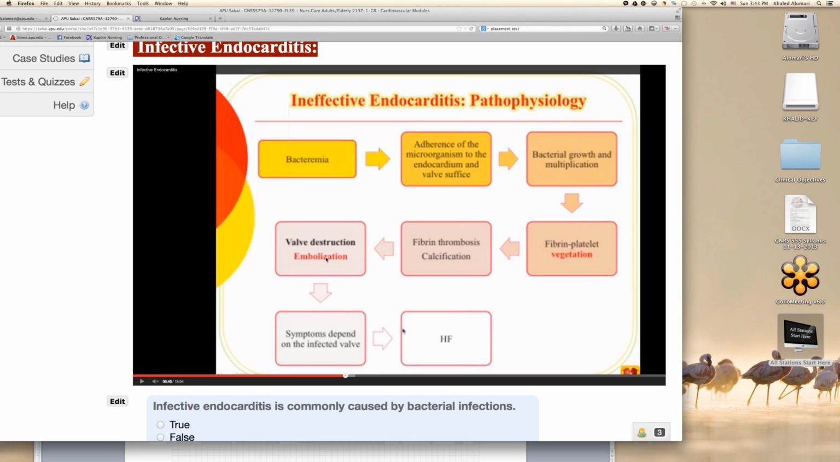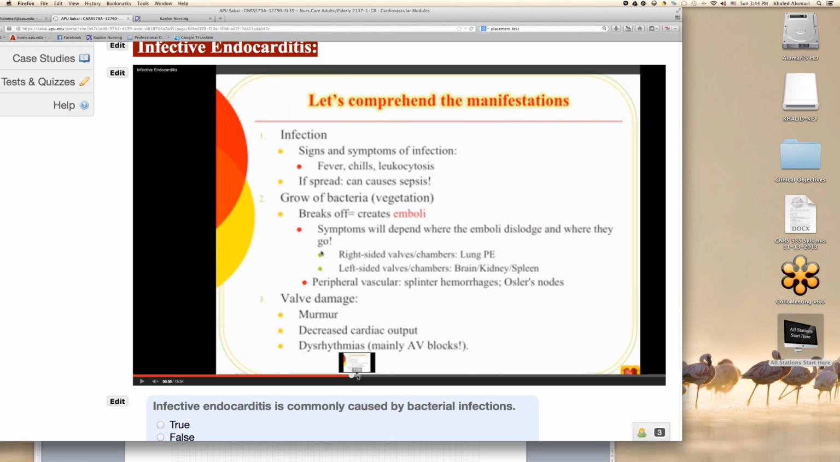When the problem gets to here, that means there's a poor prognosis. When the patients start to show symptoms of heart failure, that means a poor prognosis. So a patient with leukocytosis and fever, and now they have a murmur, or now they have edema or pulmonary edema, you can see there's a progression. That's how you need to read pathophysiology also.